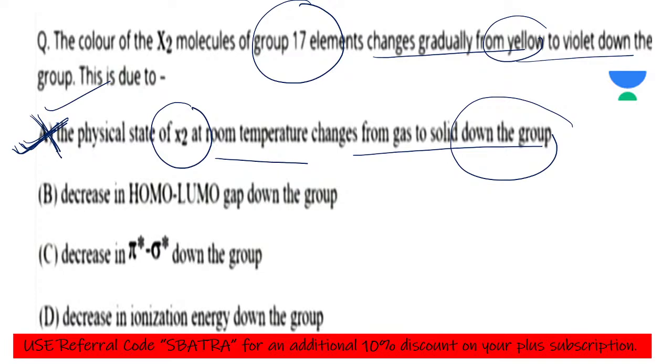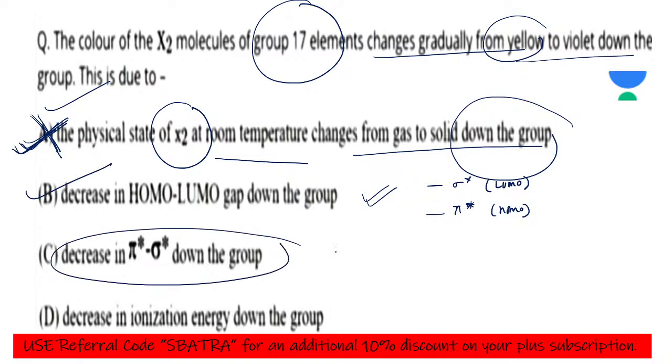What next do we have to see? Decrease in HOMO-LUMO gap down the group. Definitely this is the reason. Due to decrease in HOMO-LUMO gap, what's your HOMO? Can I say that pi star is your HOMO and sigma star is LUMO? So what is the concept? The energy gap between HOMO and LUMO is actually decreasing moving from fluorine to iodine. So definitely this is the reason, and decrease in pi star to sigma star gap down the group is the same concept, so yes, it's the reason.